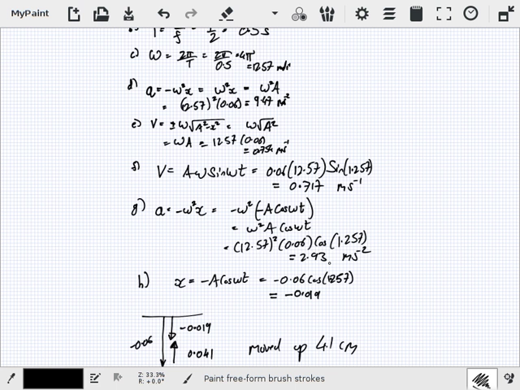Why is x equal to minus A cos omega t? Yeah, it's usually plus, but because you pull this bob down and it starts under the axis, I have to flip the sign. Not the end of the world if you don't, you know.